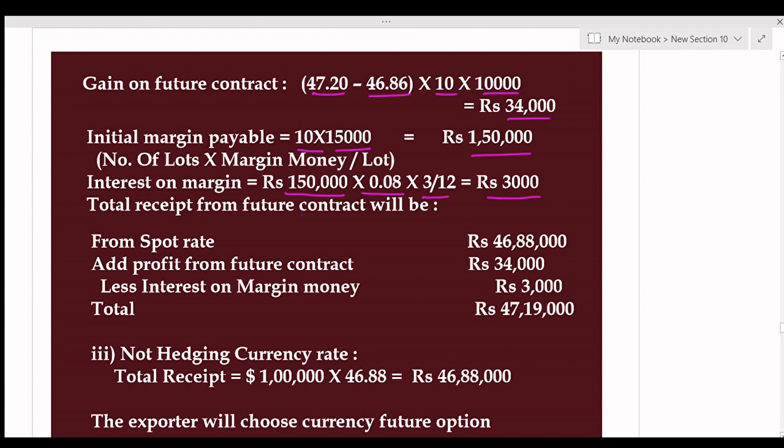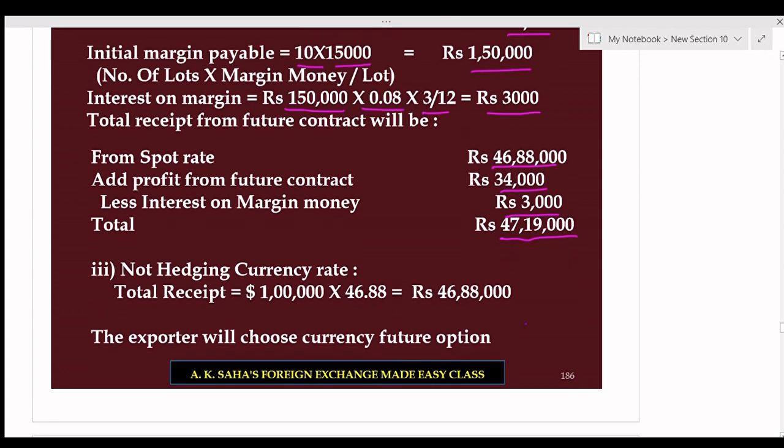Total receipt from the future contract will be: spot rate 46,88,000, plus profit from future contract 34,000, less interest 3,000, total will be 47,19,000. And with no hedging, that will be multiplied with the spot rate, you will get 46,88,000.